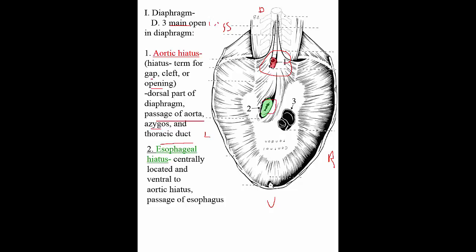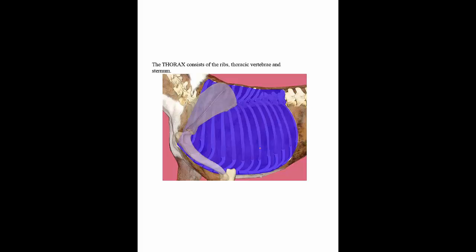The second opening we'll consider is the esophageal hiatus. It's centrally located, ventral to the aortic hiatus, as you would think. It's there for passage of the esophagus from the thorax to the abdomen. And finally, the caval foramen is to the right and ventral of the esophageal hiatus, and that's for passage of the caudal vena cava.